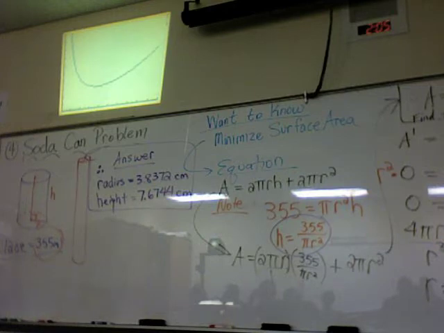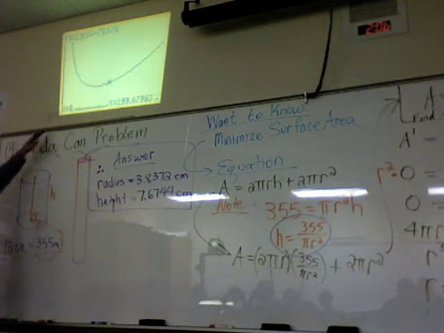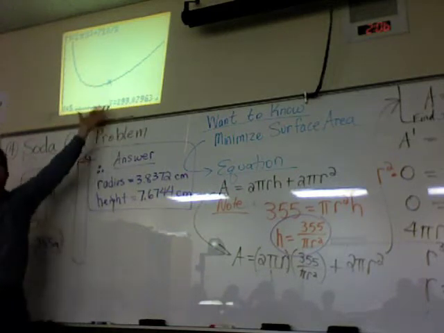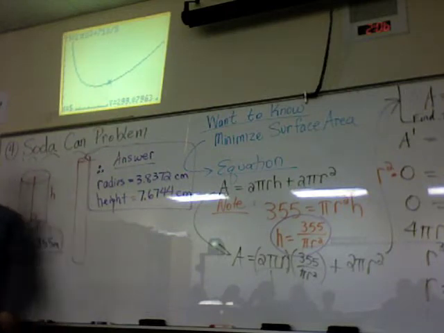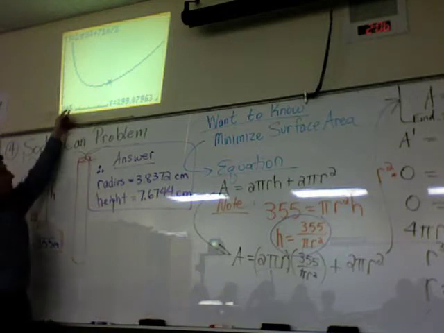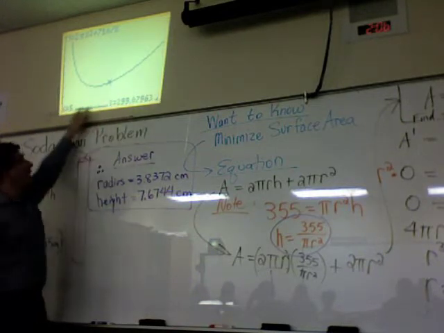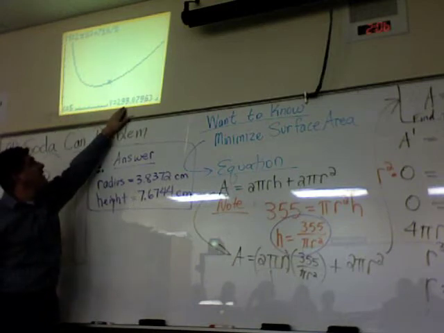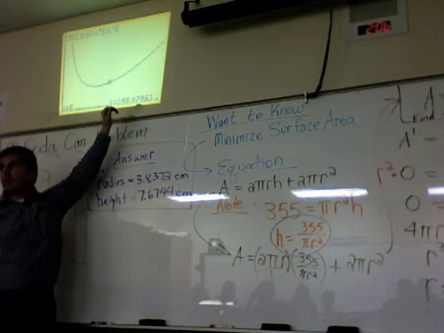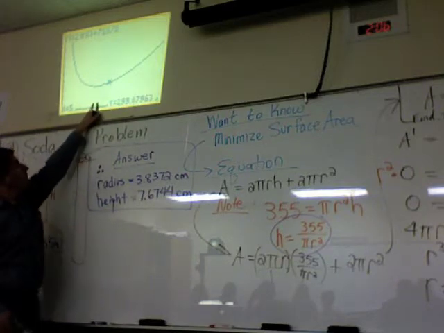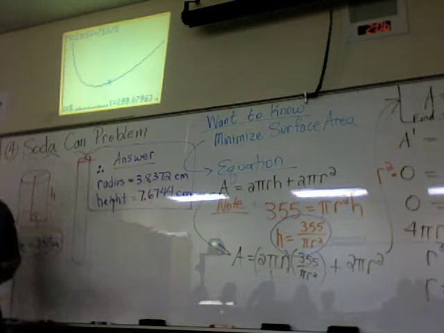Now we're talking. Okay, so if I hit the trace key, here I happen to land at x equals 5, and I came out with 299. What does that mean? When the radius is 5, the surface area is 299. Everybody get that? The radius is 5, the surface area is 299. Is that the most efficient radius? No. Right at the bottom would be, so let's calculate that bottom.